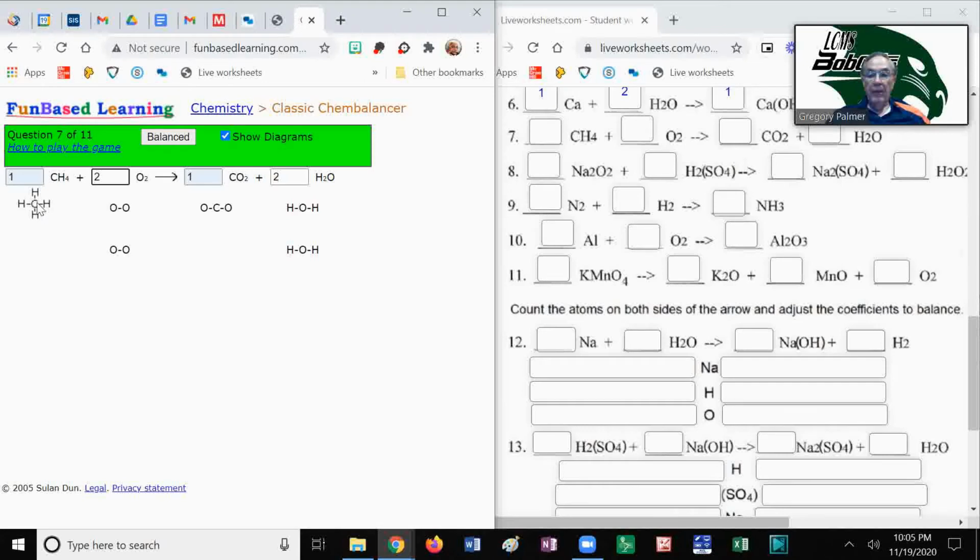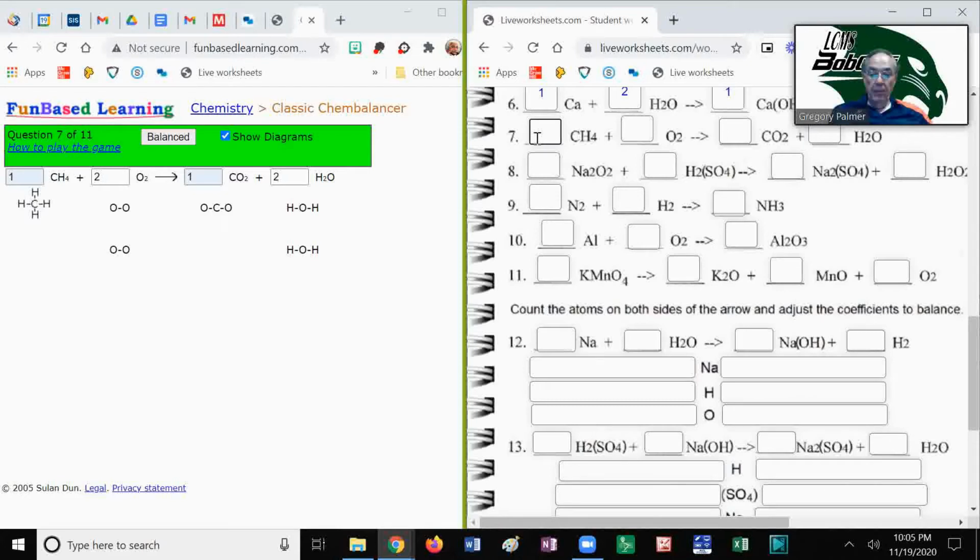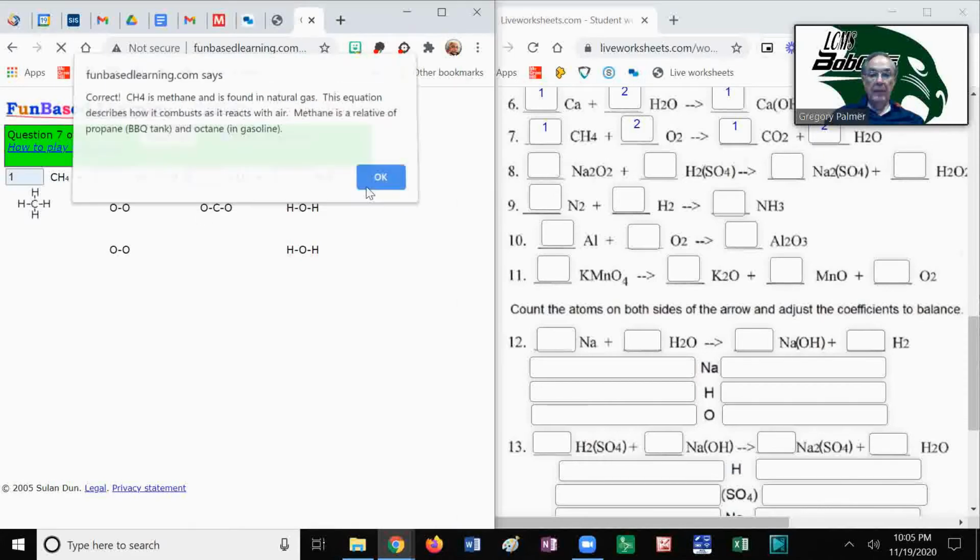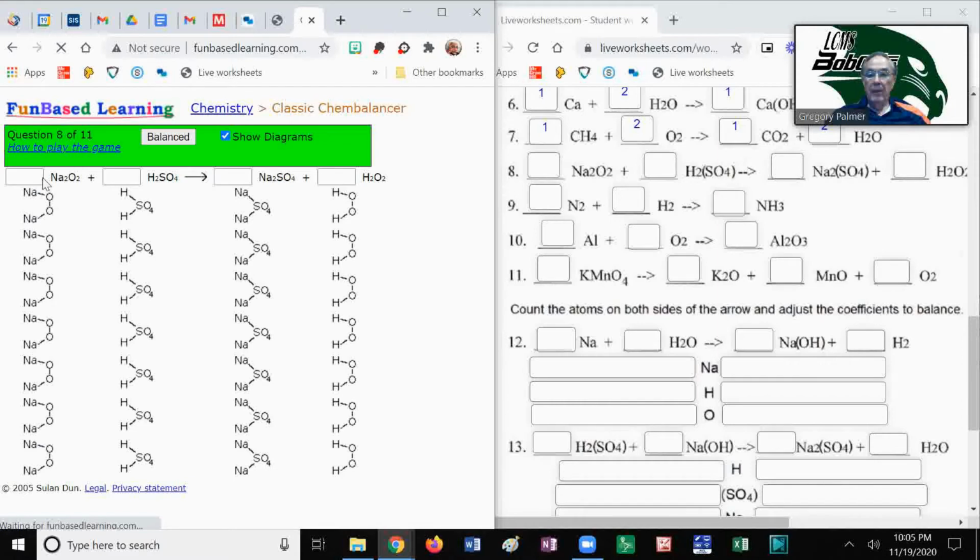I'm going to check everything. 1 carbon, 1 carbon. 4 hydrogens, 4 hydrogens. 4 oxygens, 4 oxygens. So this looks balanced. So I'm going to put this in my worksheet. 1, 2, 1, 2. And we're going to check for balance. It says we're correct. That pops us up to the next one.